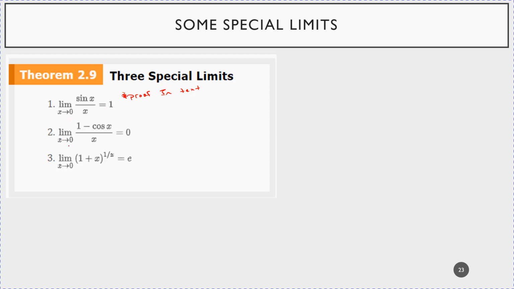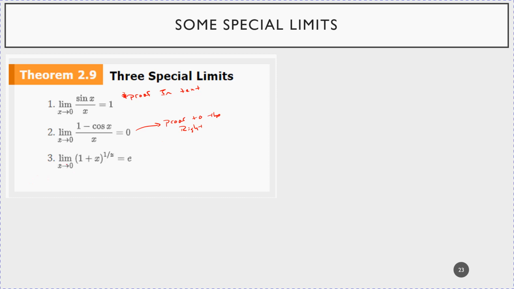Next, if you have the limit as x goes to 0 of 1 minus cosine of x over x, if you were to plug 0 in, you'd get 1 minus cosine of 0. So that's 1 minus 1 is 0 over 0. So you get that indeterminate form. It turns out that this limit is equal to 0. All right, I'm going to prove this to you over here. I'll prove it in a second.